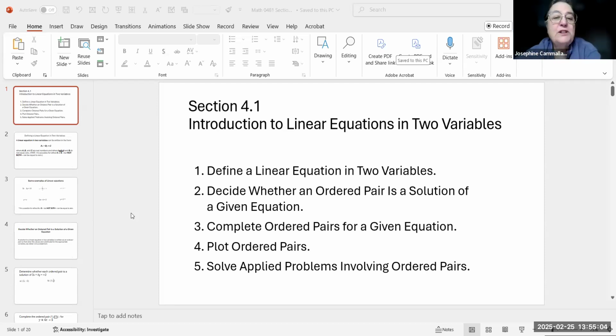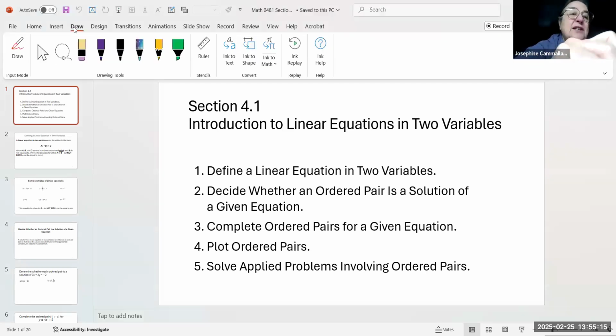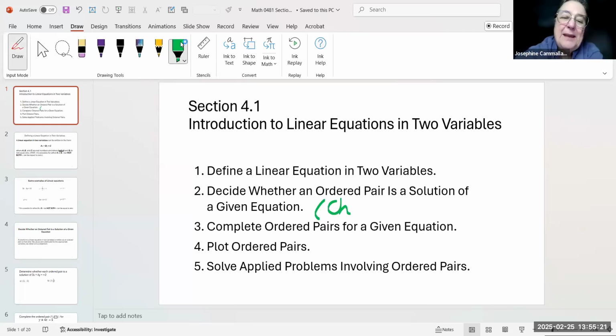Now, we're also going to decide how an ordered pair is a solution. Now, this is also another process that we call the check. Some people like to do it, some people don't. If you wish to use it, it helps, but you get a chance to see how it works.